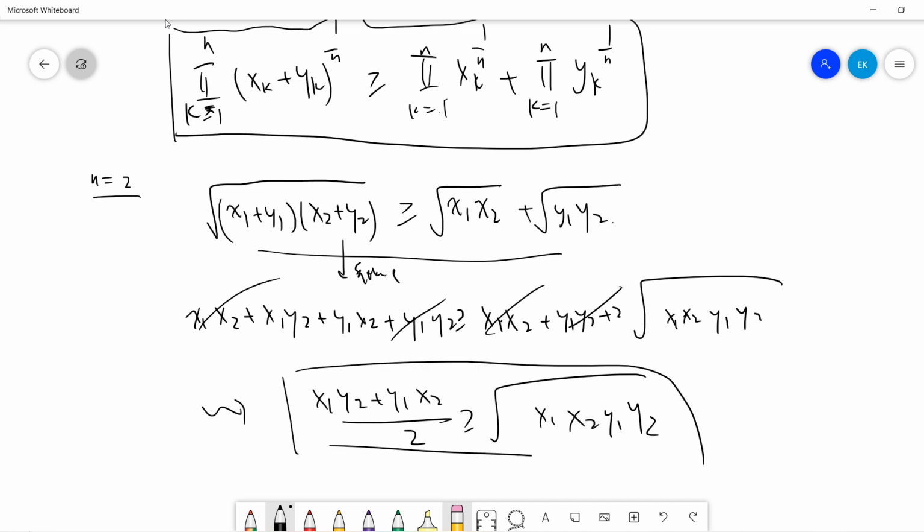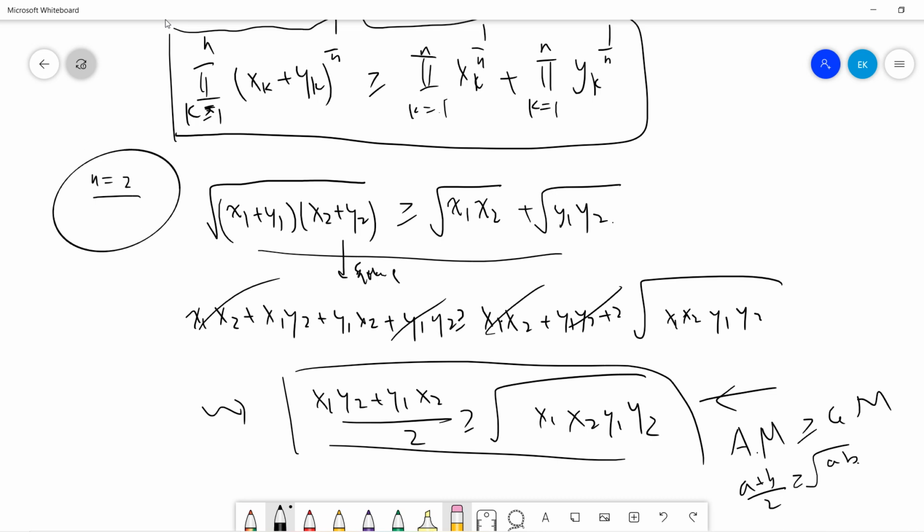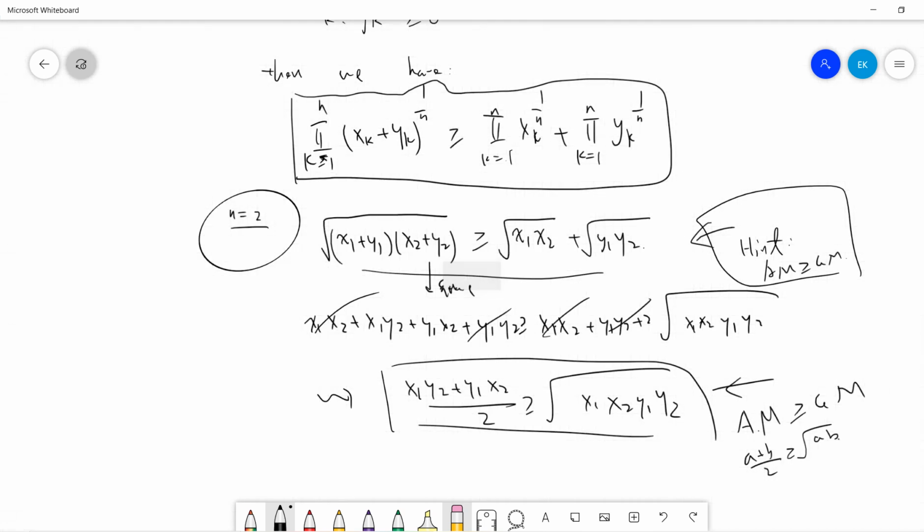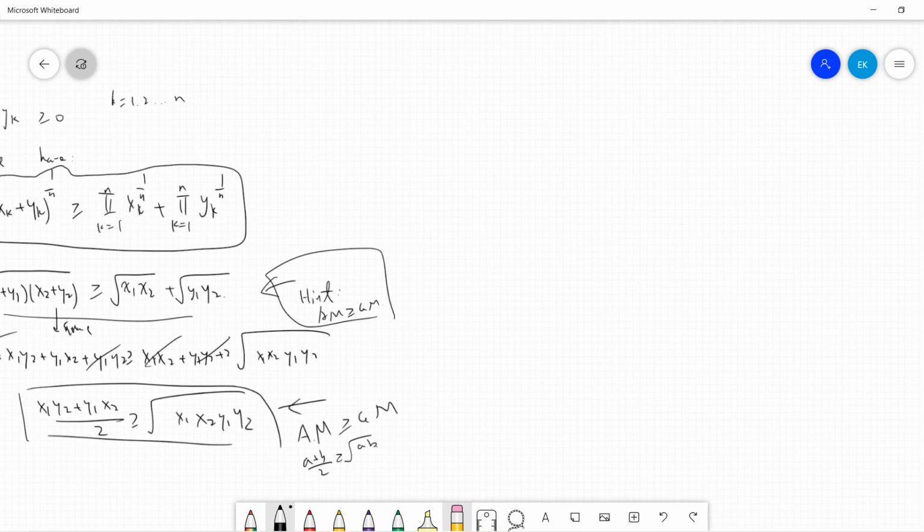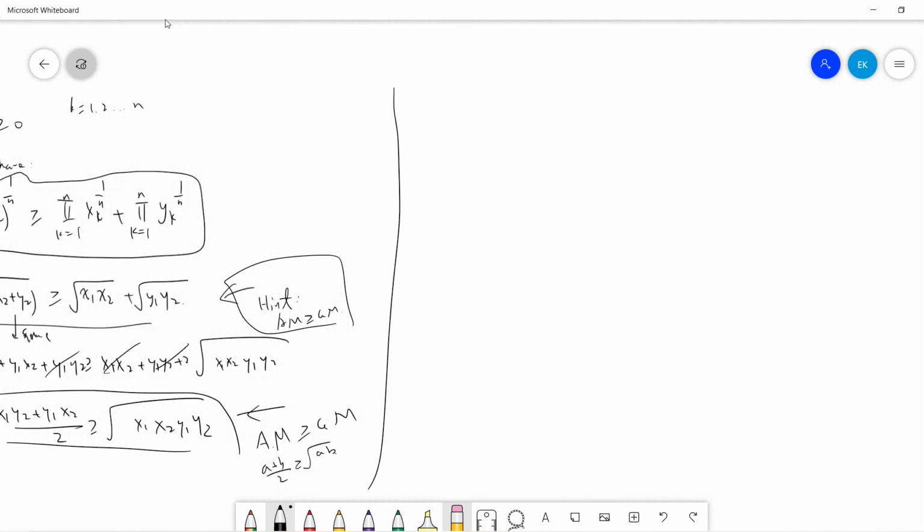If you see, this is the famous arithmetic mean greater or equal to geometric mean, basically (a + b)/2 is greater or equal to the square root of ab. This is the hint: AM is greater or equal to GM. If you don't know how to prove this, you can go to my YouTube channel and type arithmetic mean greater or equal to geometric mean, and hopefully you will find it. So up to now we checked n equals 2. That means the arithmetic mean and geometric mean may be the important thing hidden in this proof.